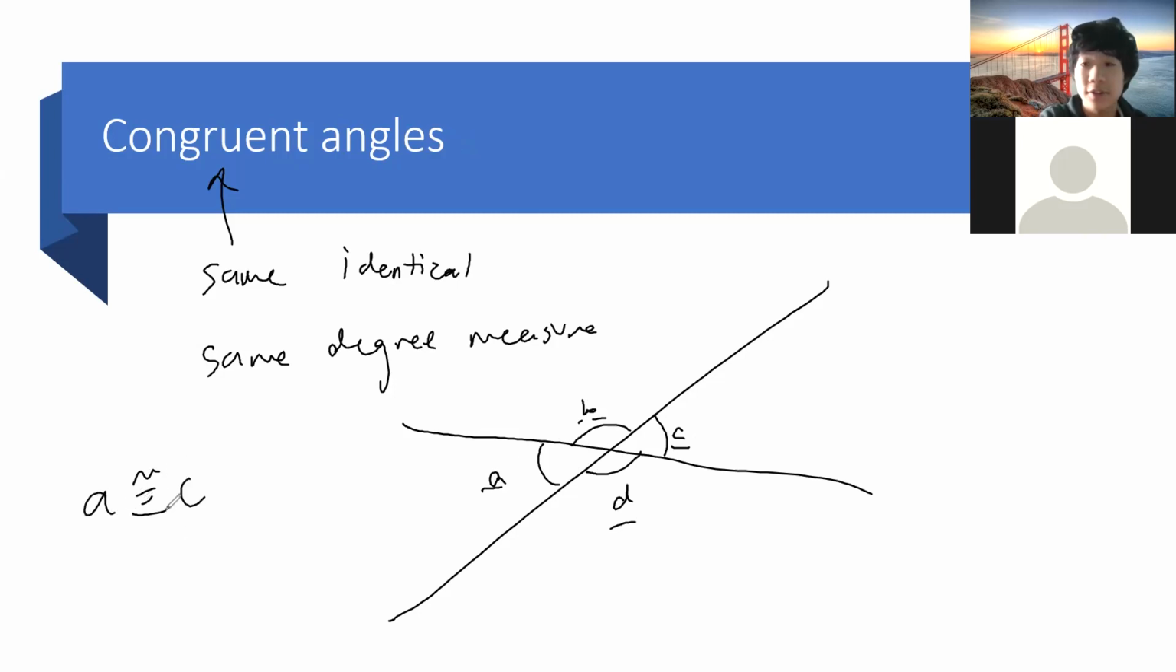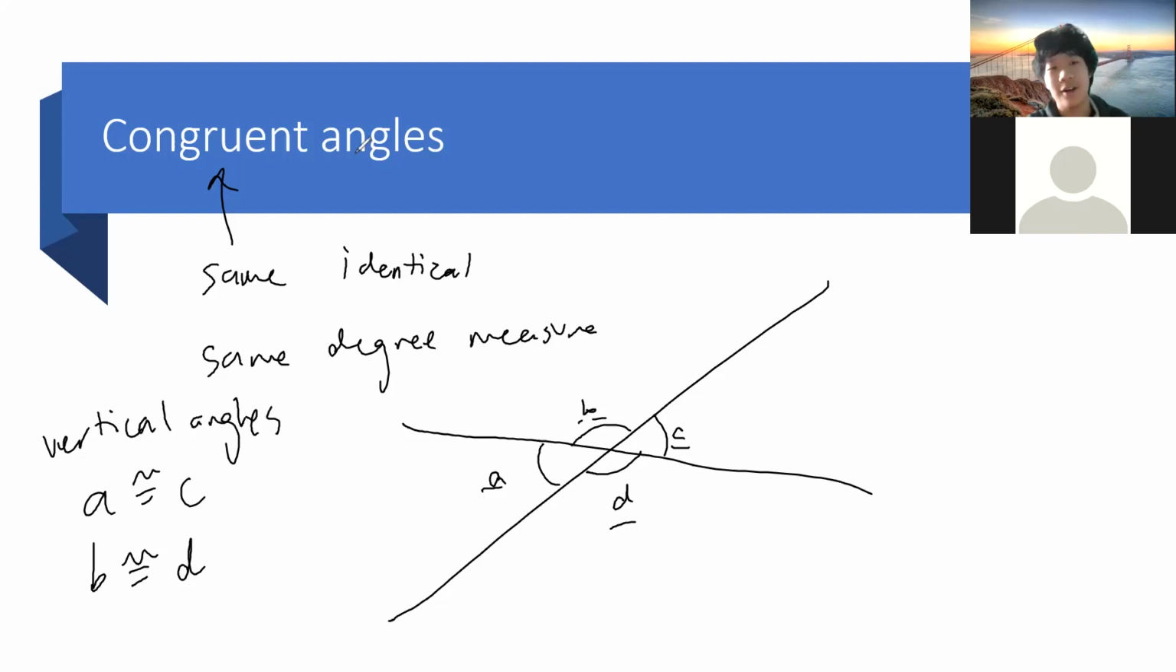This is the symbol we use for congruency. It is an equal sign with a squiggly line on top. So A is congruent to C, and B is congruent to D. These are what we call vertical angles. Not really vertical, but that's what they call it.